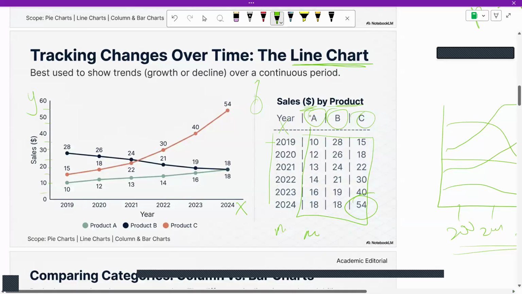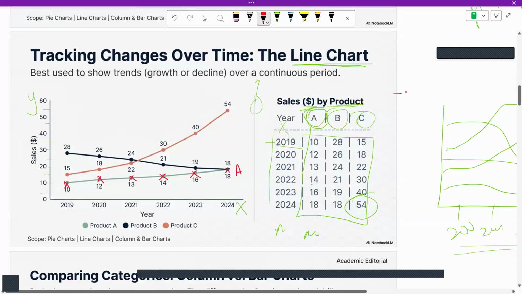First, take the variable A. In 2019, it is 10, and we place the value here. 2020, 12. 2021, here. 22, 14, and 16, and 18, and 8. Or use a different color and mark it A.